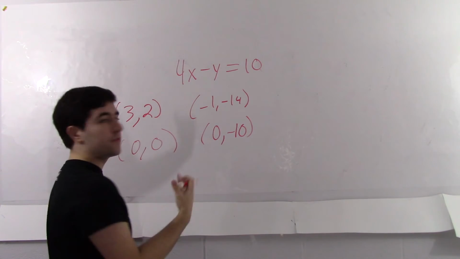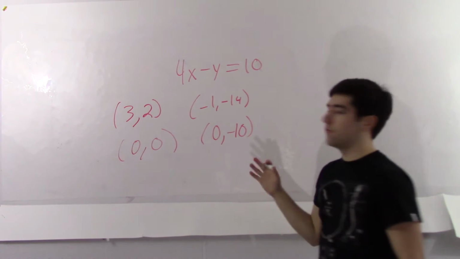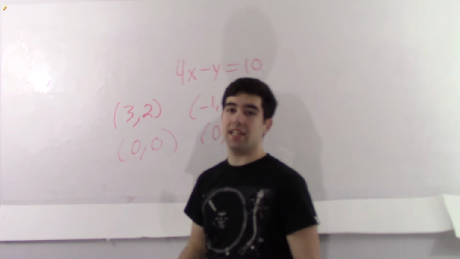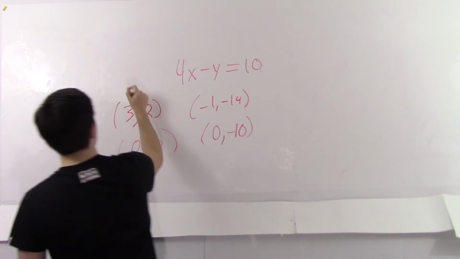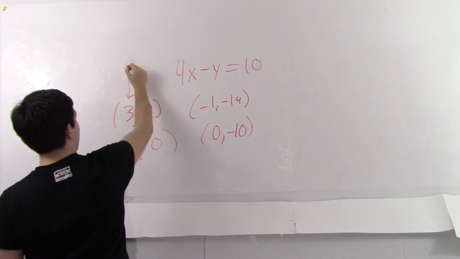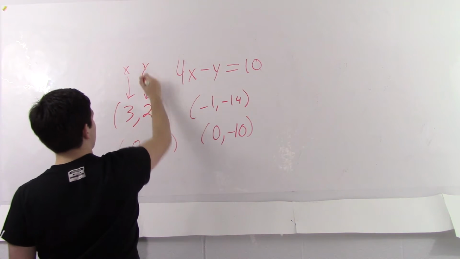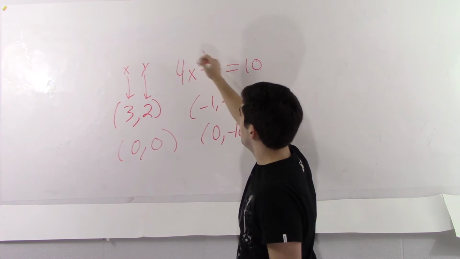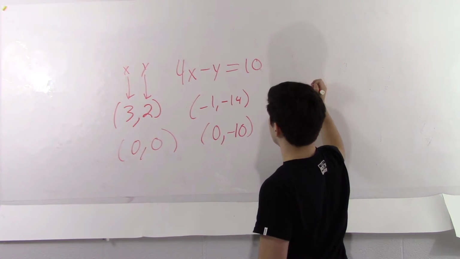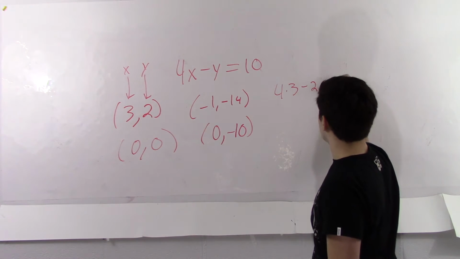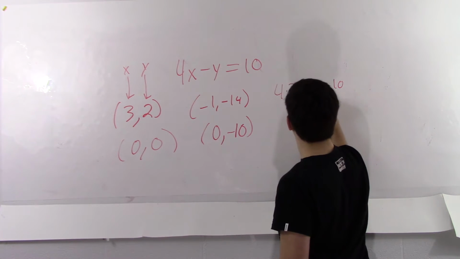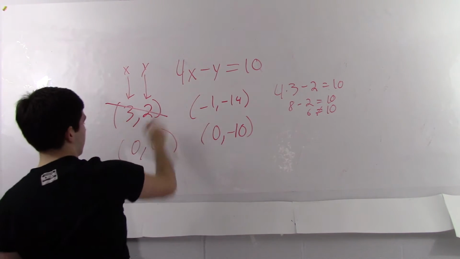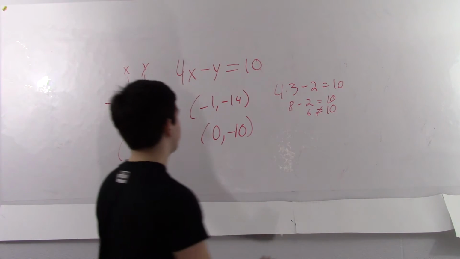Let's look at our first example of ordered pairs. When they give you your ordered pair, you literally just have to substitute it in and see if it works. So we're going to say our first one in each of these is x, and our second number represents what y equals. So if we plug this in, 4 times 3 minus 2 equals 10. 8 minus 2 equals 10. 6 does not equal 10. So we know this is not an ordered pair that works in this equation.